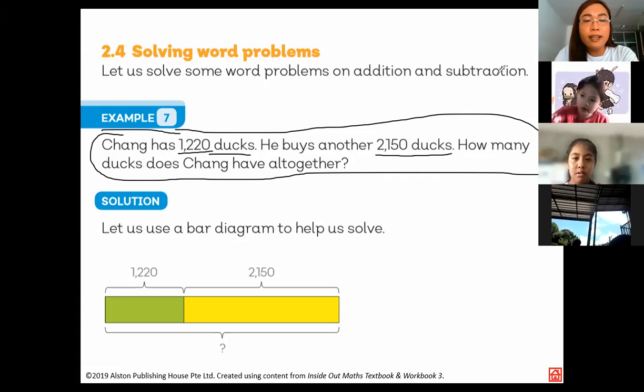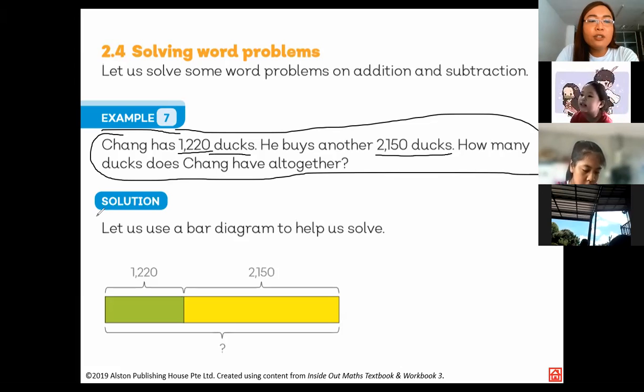I'm going to read one more time. Example number 7. Chang has 1,220 ducks. You know what ducks are, right? And he buys another 2,150 ducks. How many ducks does Chang have altogether? This problem is very easy, class. All you have to do is add the two numbers, which are 1,220 ducks and 2,150 ducks.